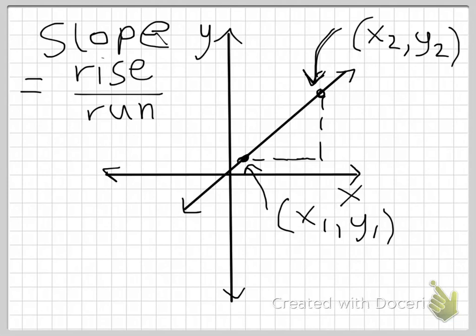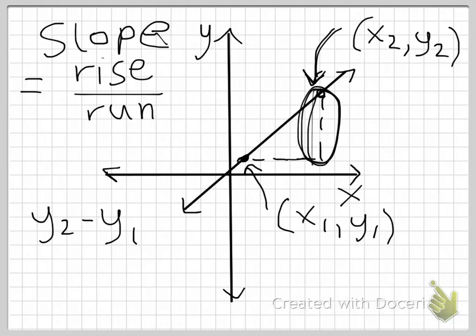Now what is the slope? Well, it's the rise over the run. But what is the rise? Well, the rise is the difference between the two y coordinates, right? Because we're finding the height. The height between the two coordinates is just the difference of the two coordinates.